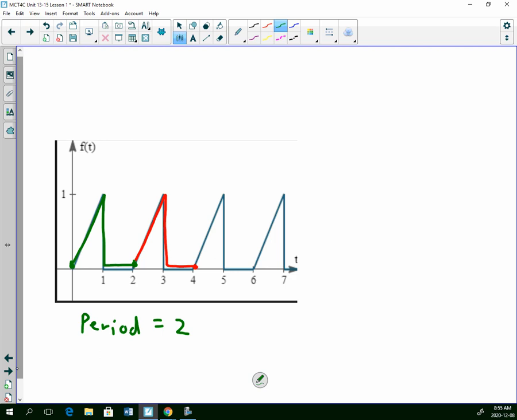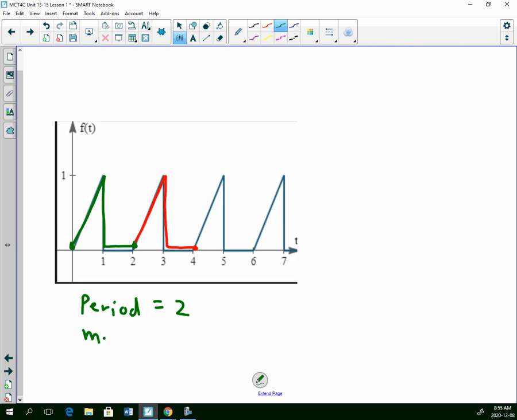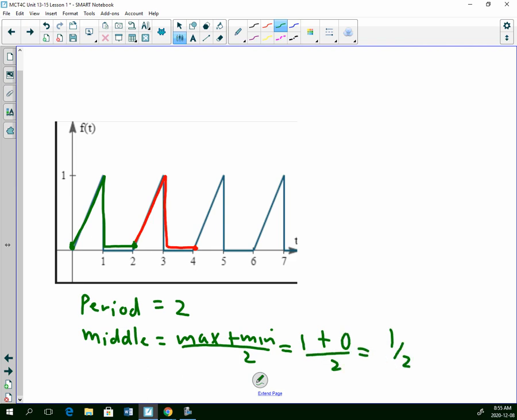If I wanted to find the middle, I would take the top plus the bottom, right, and average it out. So the top is 1, the bottom is 0, so the middle is at a half. Right, so here's my middle, approximately there.